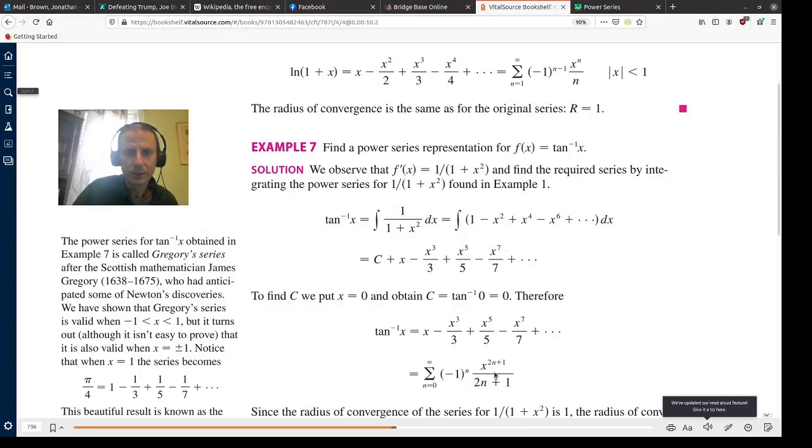So just to be clear here, we've now got arctangent of x by integrating this series, and then by figuring out the constant by plugging in an actual value for x, usually x equals 0. We get that arctangent of x is exactly the series, the sum from n equals 0 to infinity of (−1)^n times x^(2n+1) over 2n+1. Though sadly, the radius of convergence is only 1.